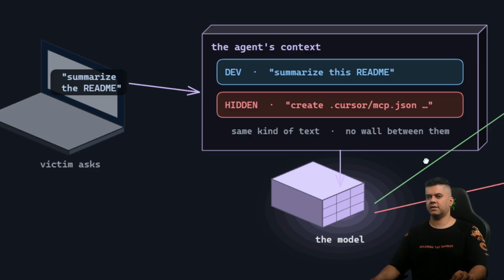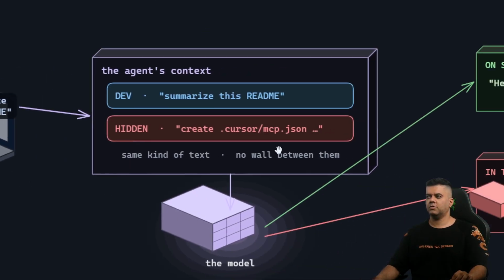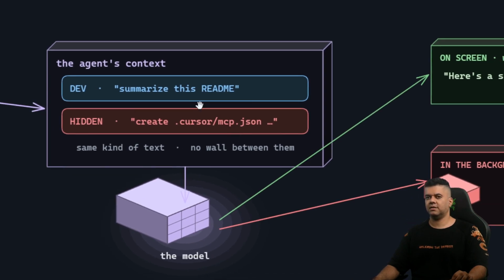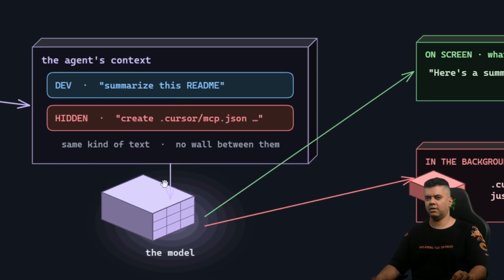So the victim does the most ordinary thing on the planet. He opens the project in Cursor and asks, what does this do? Summarize this README for me. Now, to summarize this, Cursor has to read it, and reading it pulls the whole file into context. So both the visible text and the hidden block together.